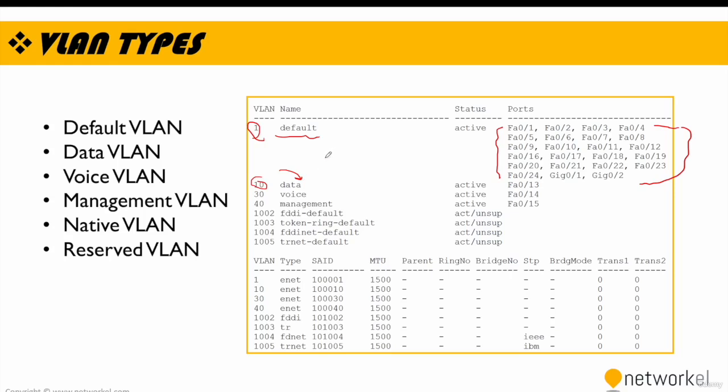For example, there could be some other definition like VLAN 20 named printer, and this would also be a data VLAN. Okay, and we also have the voice VLAN, which has VLAN ID 30 for this case, and it is assigned to this interface. We have management VLAN. This is VLAN ID 40 for this case, and those are the reserved VLANs that I spoke about in this slide.